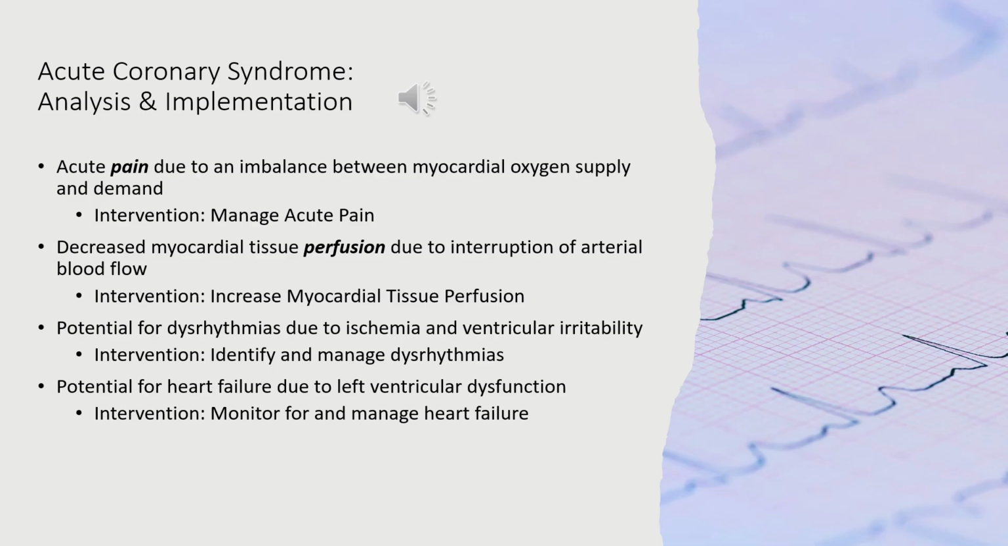Our third nursing problem is the potential for dysrhythmias due to ischemia and ventricular irritability. So for this, we're going to first identify and manage dysrhythmias. And our last priority problem is the potential for heart failure due to left ventricular dysfunction. And our intervention here is to monitor for and manage heart failure. Now we're going to go over all of these priority problems in depth, as well as what these interventions actually entail.